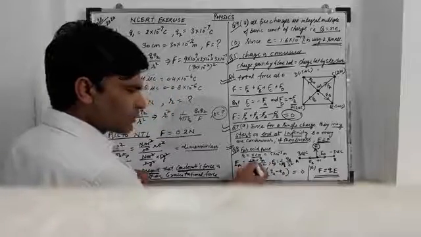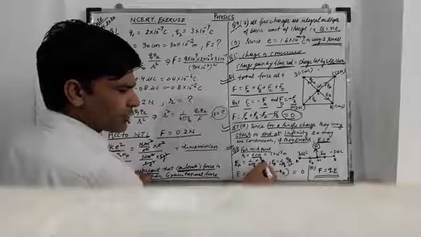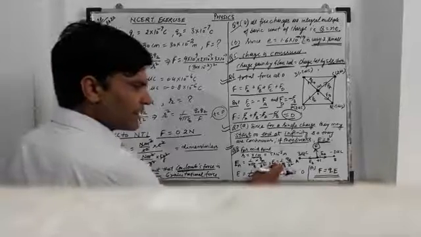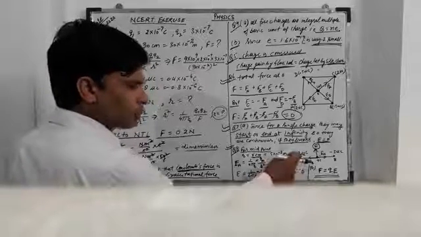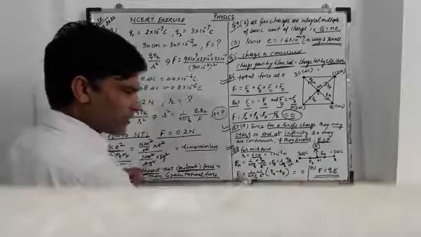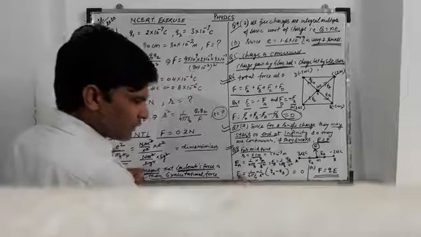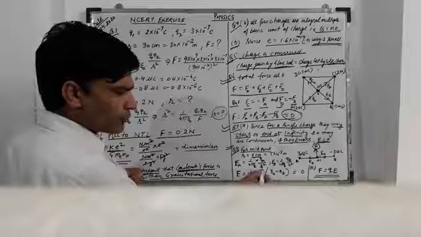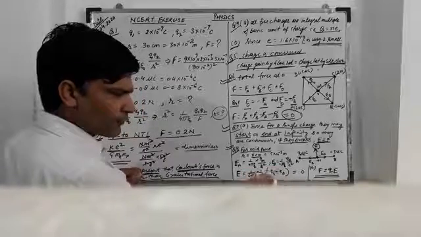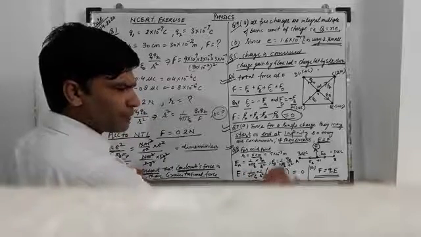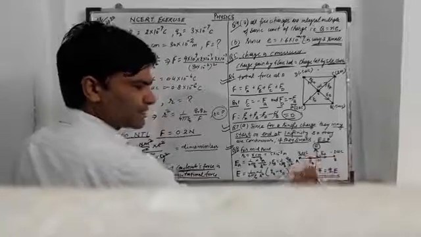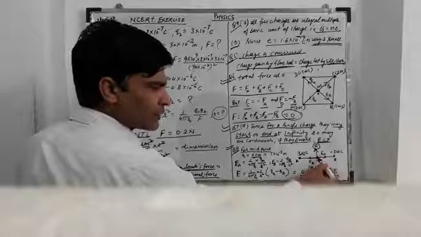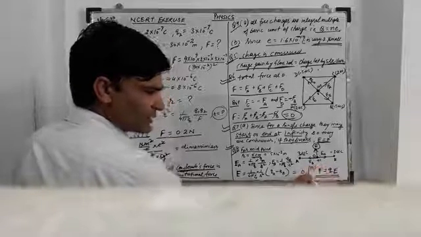Okay, then EA is equal to 1 upon 4 pi epsilon naught QA upon R square. You know this formula. Similarly, EB is equal to 1 upon 4 pi epsilon naught QB upon R square. Okay. Total electric field at point O is 1 upon 4 pi epsilon naught, 1 upon R square is common from both. Then we get QA minus QB. Since QA and QB are both the same magnitude, we get 0. Total electric field at point O is 0.